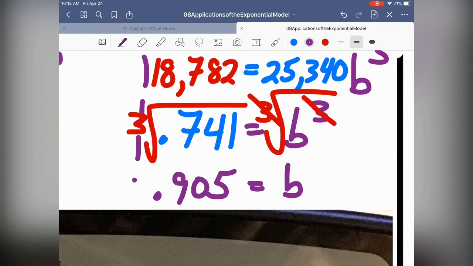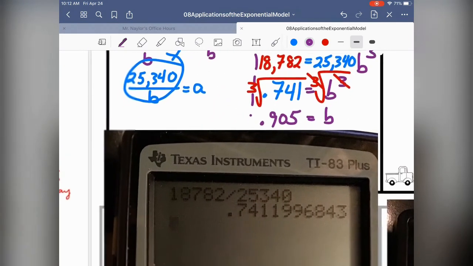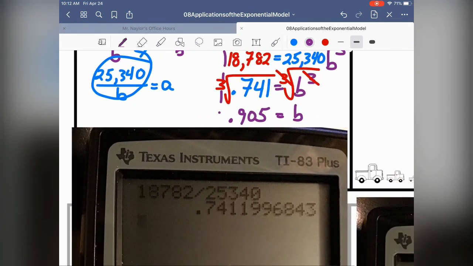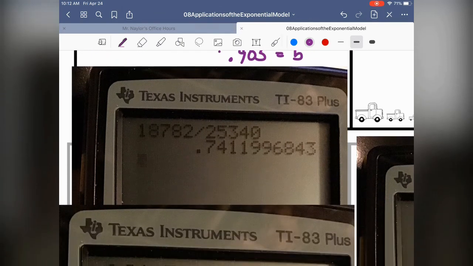Now, I understand you might be asking, whoa, Mr. Naylor, how did you do this on your calculator? So let's take a look. First, I divided both sides by 25,000, and that gave me that 0.741 number. I did choose to round it to 3 decimal places. Now, the key to this problem is doing the cube root of both sides.